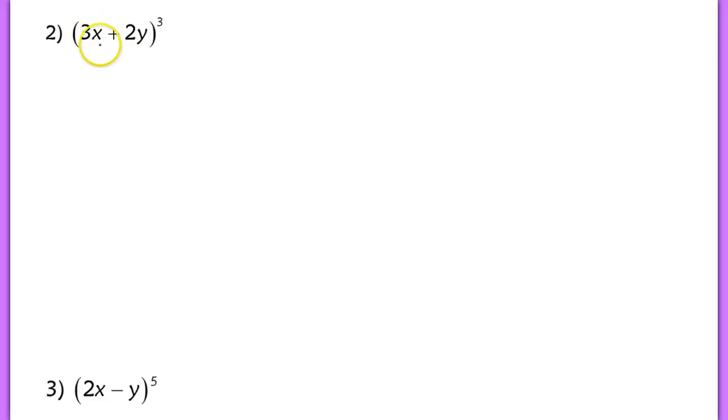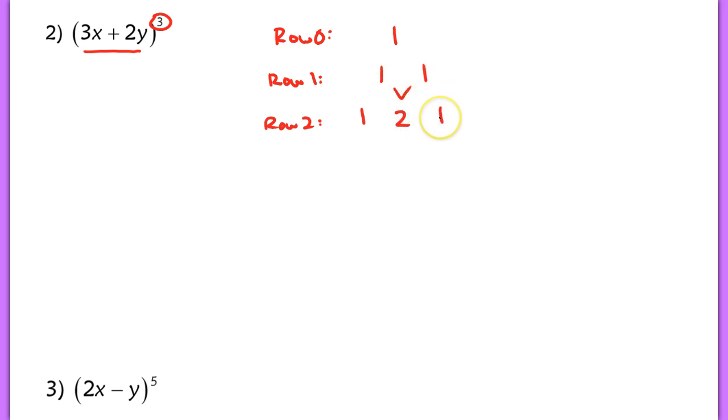So let's start here with this binomial raised to the 3rd power. That means I need to get to row 3 in Pascal's triangle. Remember, row 0 starts with 1. Row 1 starts with 1 and ends with 1, so it has 2 terms in it. Row 2 starts with 1, and then to get the middle number, you're going to add 1 and 1, you get 2. It ends with 1, so we always start and end with 1.